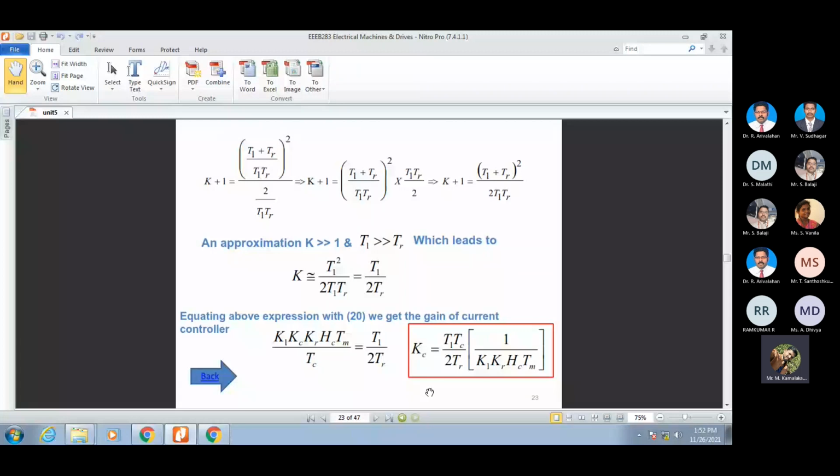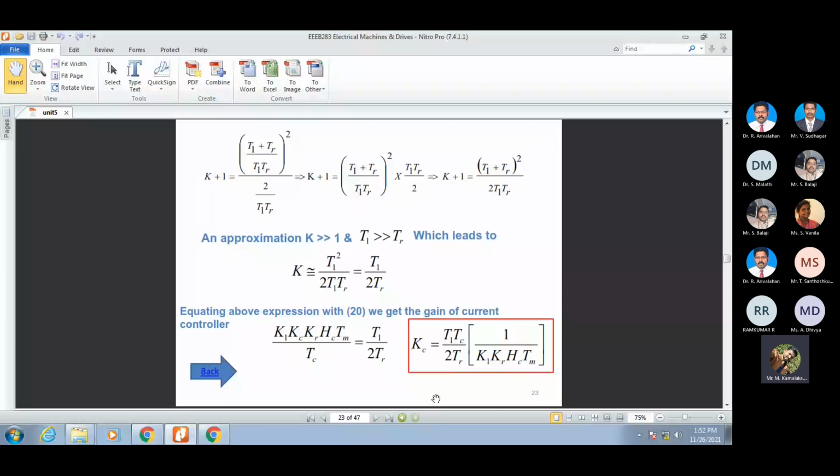So the controller gain kc is equal to t1 multiplied by tc divided by 2 times tr, times 1 divided by k1, kr, hc into tm. So this is the controller gain. While designing, we depend on all these time constants and gains of the converters and the other controller. So we have to look into those parameters to get the gain of the current controller.